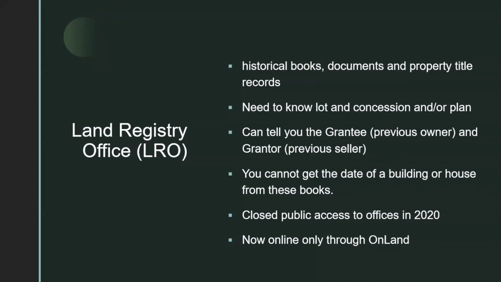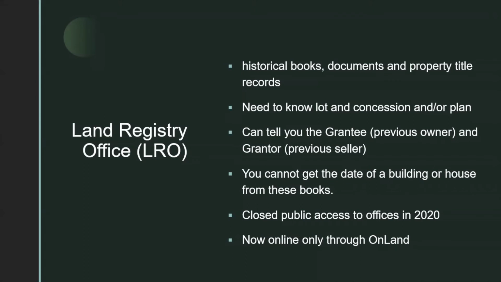It can be quite daunting to use land registry records, but it's getting easier with them being online. So these can tell you the grantee, who is the previous owner, and the grantor, a previous seller. So it tells you all the land transactions when property changed hands over time. Now, you cannot get the date of a building or house from these books. This is, again, about just the property, not about the house. So a city directory might tell you when a house appeared within the city, and you can get an idea of when the house was built from that. But land registry will only tell you who owned the land at a certain period of time. And you can assume from that when they built the house on that land. But these records will not tell you that for sure.